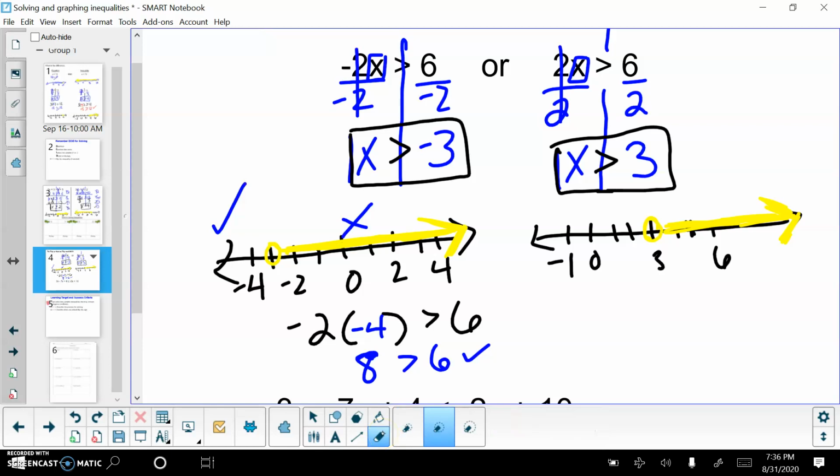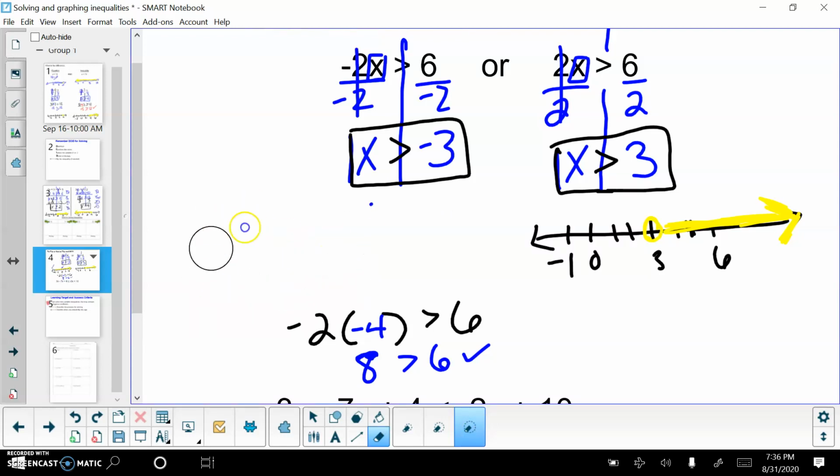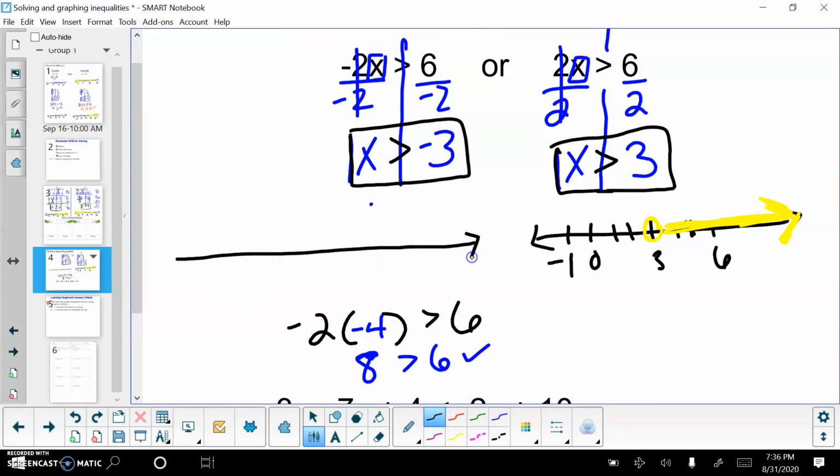Okay, I actually should have gone from the 3 to the left. So I'm going to switch my graph to reflect the way that we know it should be according to when we plugged in the answers. So I have my 0, 1, 2, 3, 4, -1, -2, -3, -4. 3 is still my focus number, but instead of going to the right, I'm going to shade to the left to show that it's all the numbers less than -3.